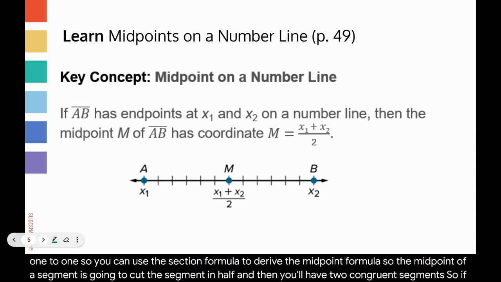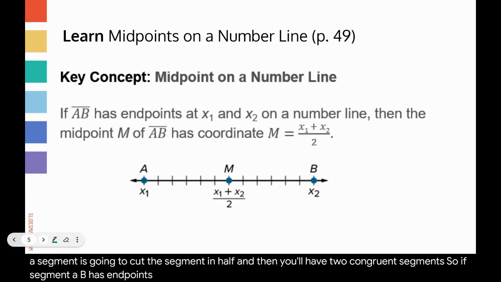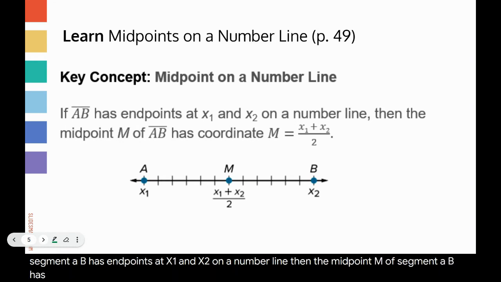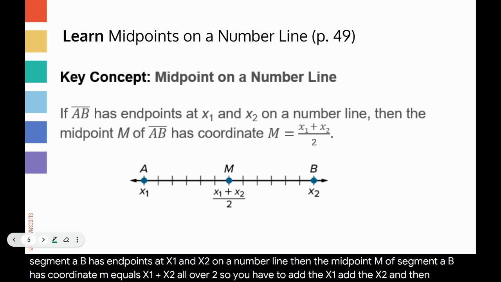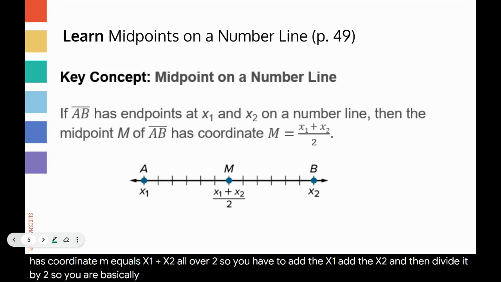So if segment AB has endpoints at x1 and x2 on a number line, then the midpoint M of segment AB has coordinate M equals x1 plus x2 all over 2. So you have to add the x1, add the x2, and then divide it by 2. So you are basically finding the mean of that segment.